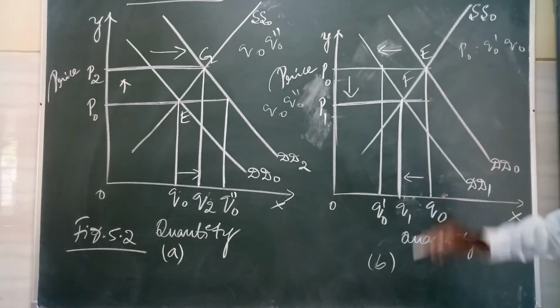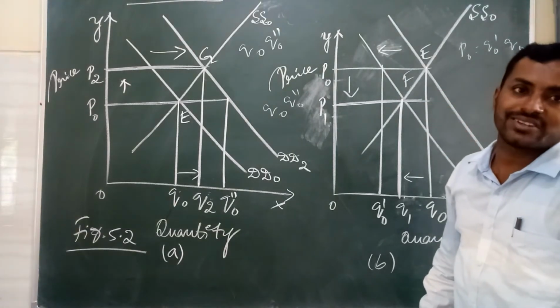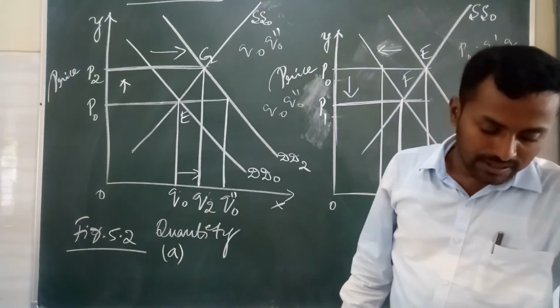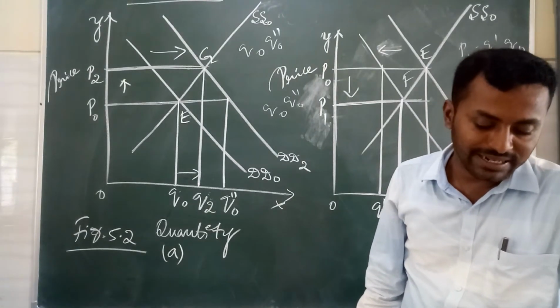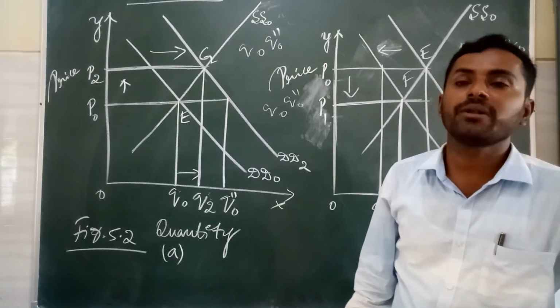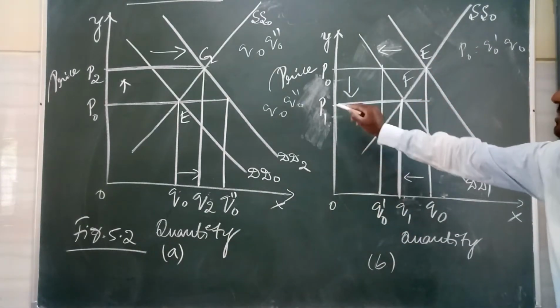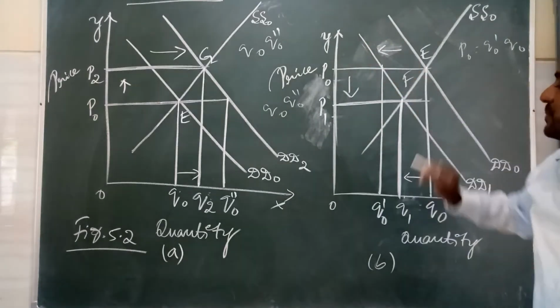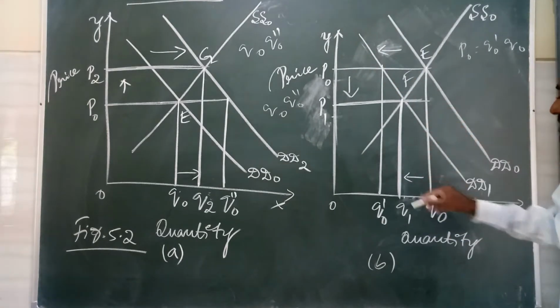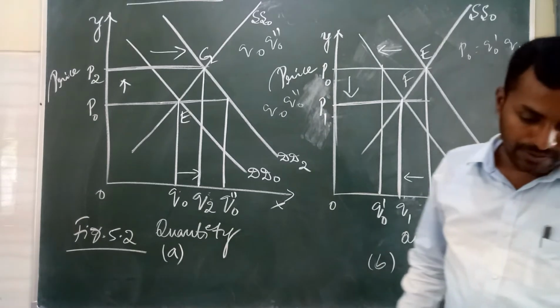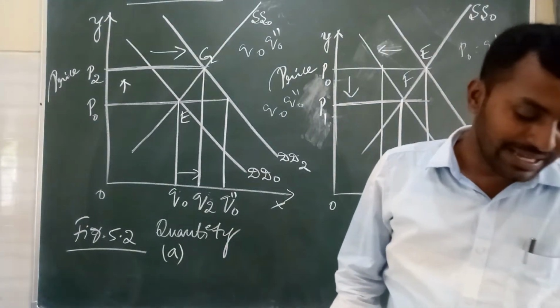Then the supply curve, we know, is constant and not changing. That is SS0, and the supply curve S0 is intersecting at the equilibrium price P1. The equilibrium price P1 is less than P0, and the equilibrium quantity Q1 is less than Q0.